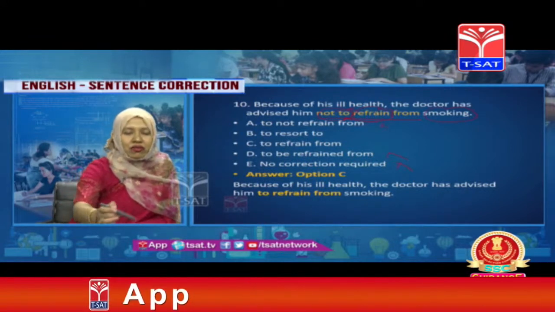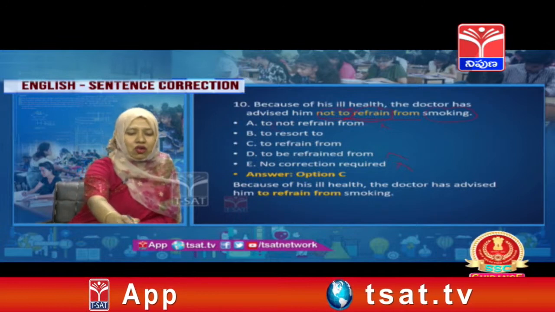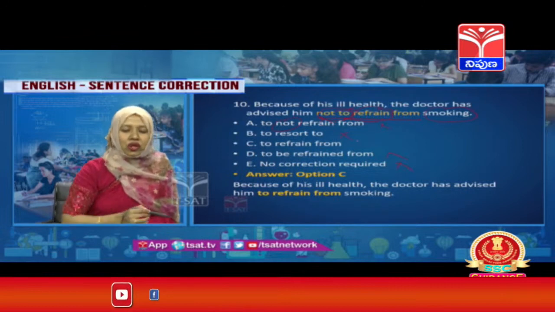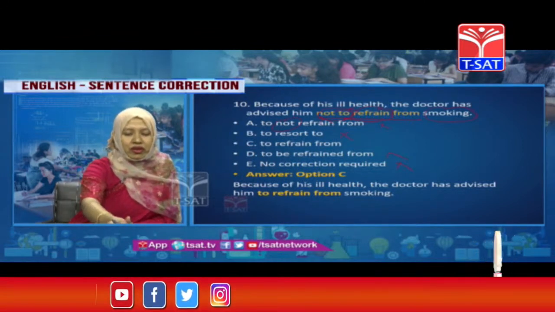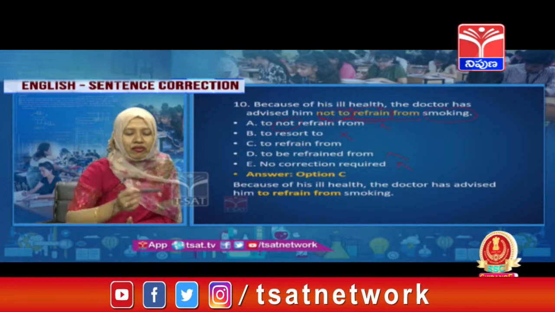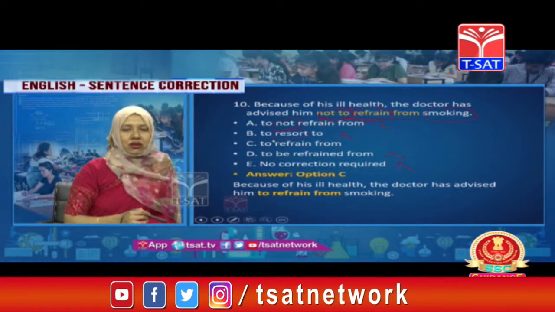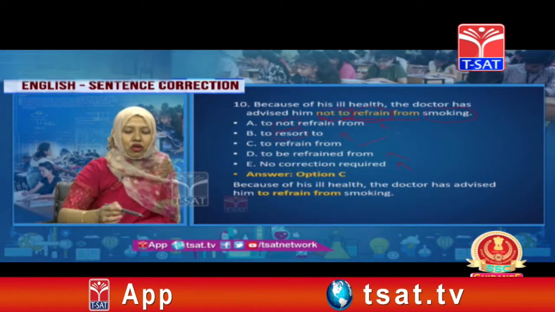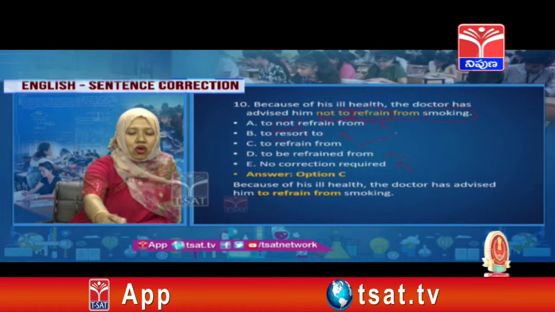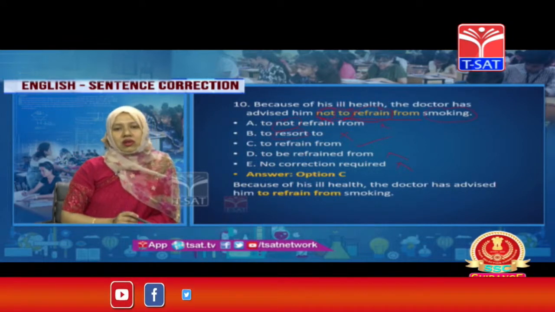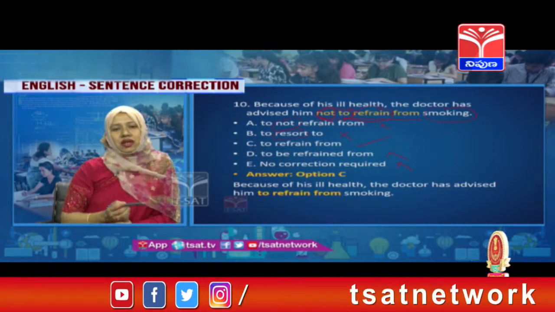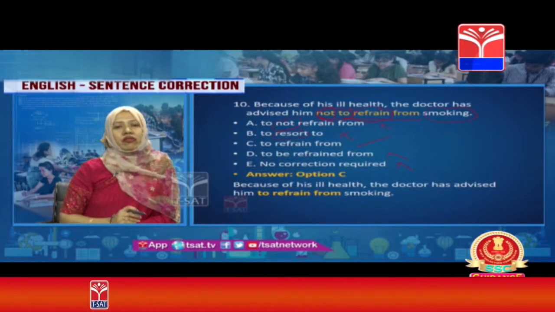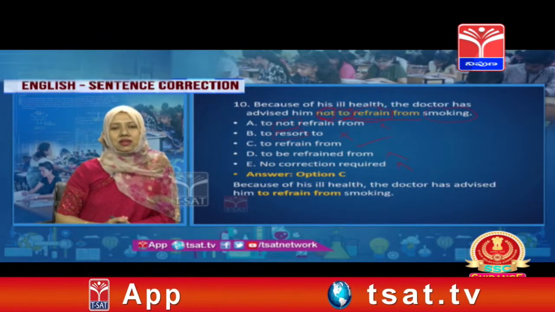To not refrain, just now we have discussed. When the word refrain is there, not should not come. So this is wrong. To resort to, no need of using another verb. If you see in all the options, refrain is given. Here resort is given. So this is eliminated beforehand only. Now we are left with only one option, to refrain from. Not is the extra word. This negative should not be used in this sentence. To refrain from smoking. The doctor has advised him to refrain from smoking. So the correct option is C.